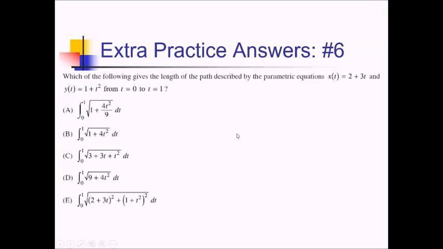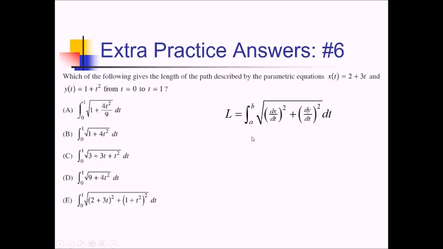On this problem, we want to know the length of the path described by these parametric equations from 0 to 1. All right, well, I'm going to use my parametric length formula. This one right here, integral from a to b, square root of, and now we have dx over dt and dy over dt being squared and added.